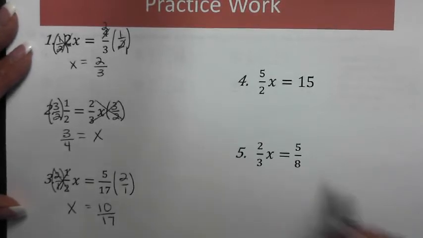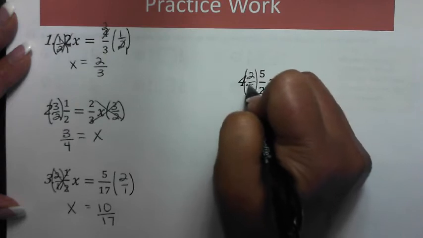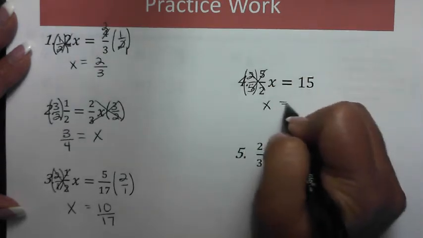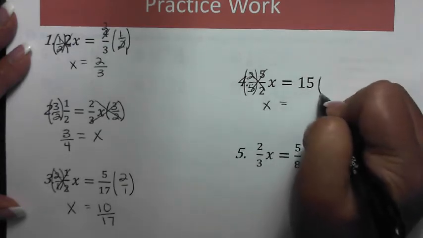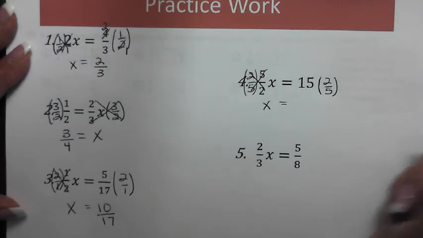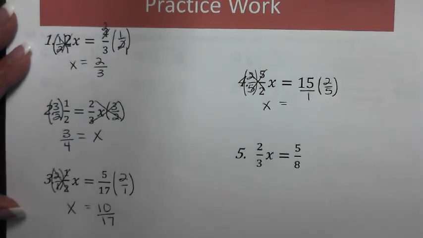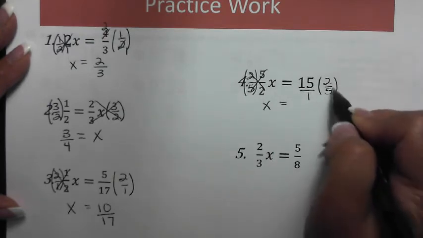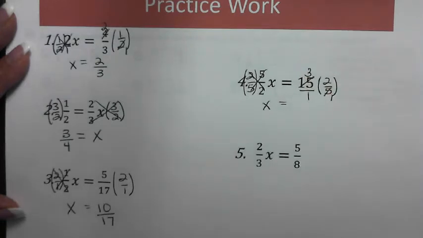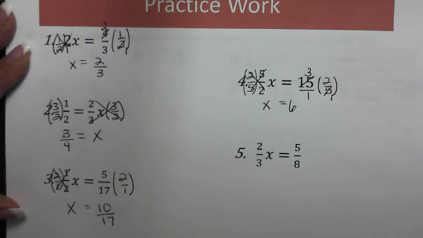Problem 4. What's the reciprocal? 2/5. It's the opposite. These cancel out. I'm left with x. If I multiply this by 2/5, I have to multiply this by 2/5. See how I just dropped it down so my 15 and my 2 match, and turn that into a 1 and multiply straight across. So first let's reduce. 5 goes into 5 once. 5 goes into here 3 times. 3 times 2 is 6 over 1.